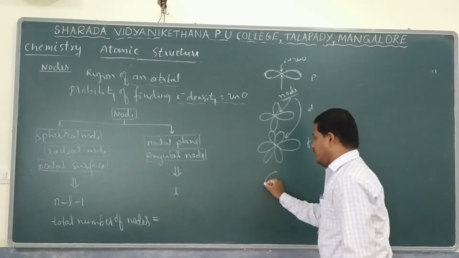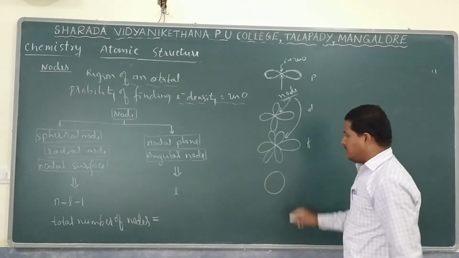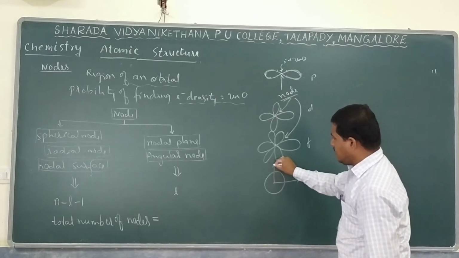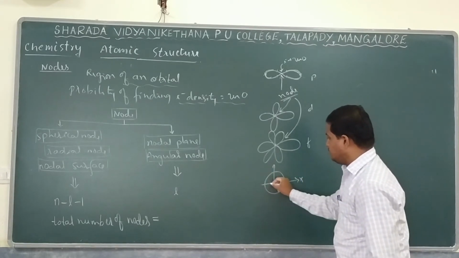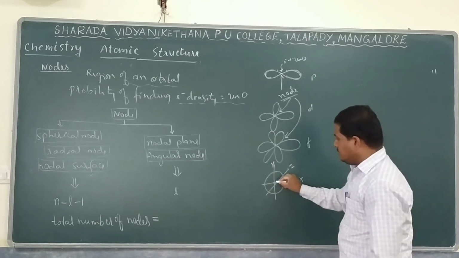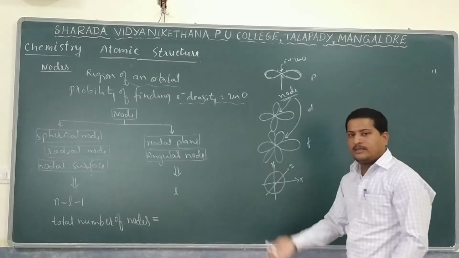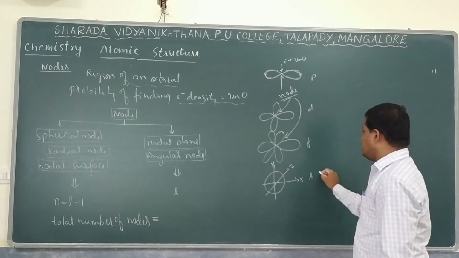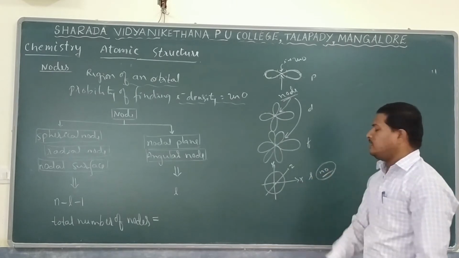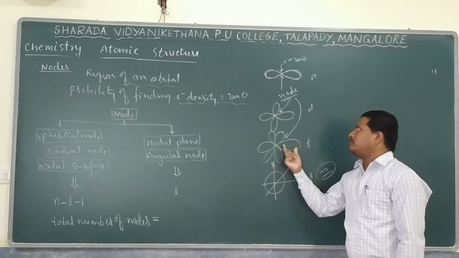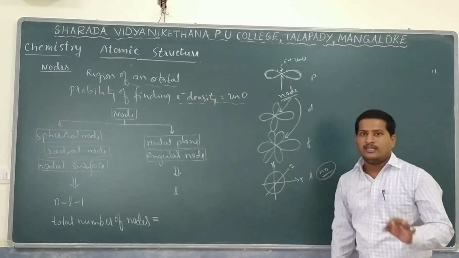But if we go for s orbital, look at that, in the s orbital the probability of finding electron density one can find along the x-axis as well as the y-axis as well as along the z-axis. As a result, in this case, there is no point where the probability of finding density is 0. As a result, for s orbital, we can't find any nodes. So 0 node is observed for s orbital, but for p, d as well as f orbital, there is a presence of a node.